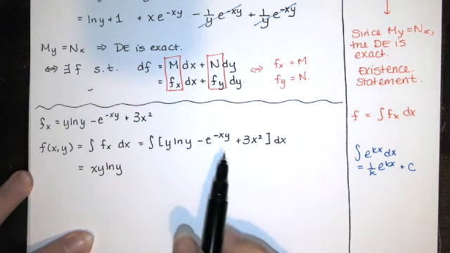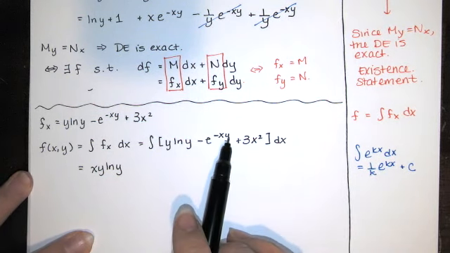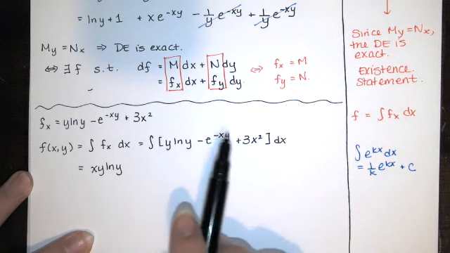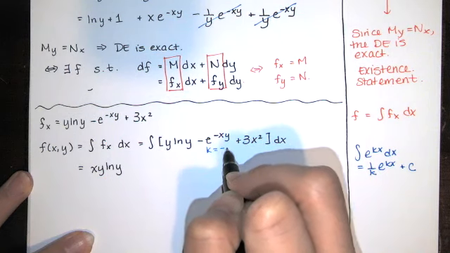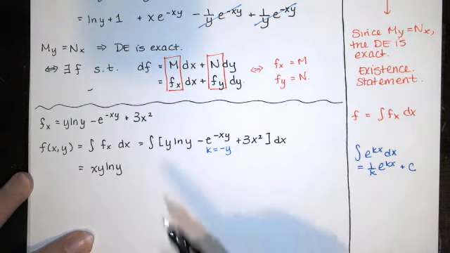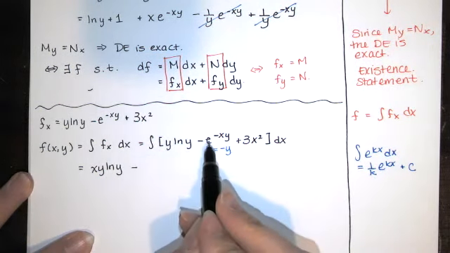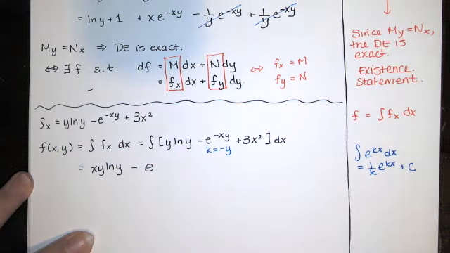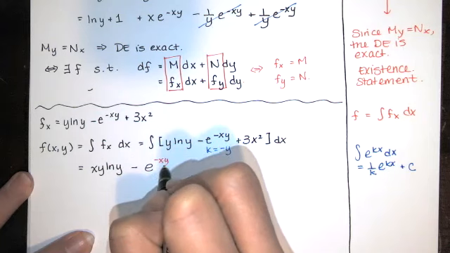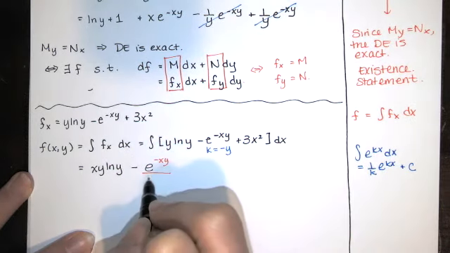In this case, y is being treated as a constant. So our k this time is actually negative y. So we'll bring the negative down. The antiderivative of e to some power is e to that power. And then we have to divide by k, and k is negative y.